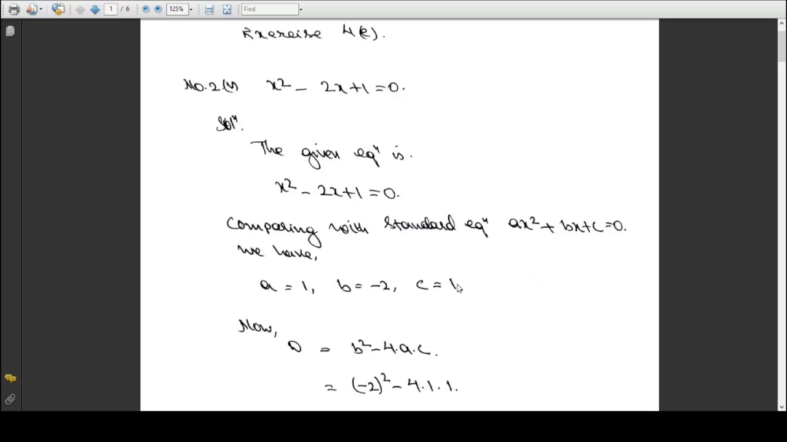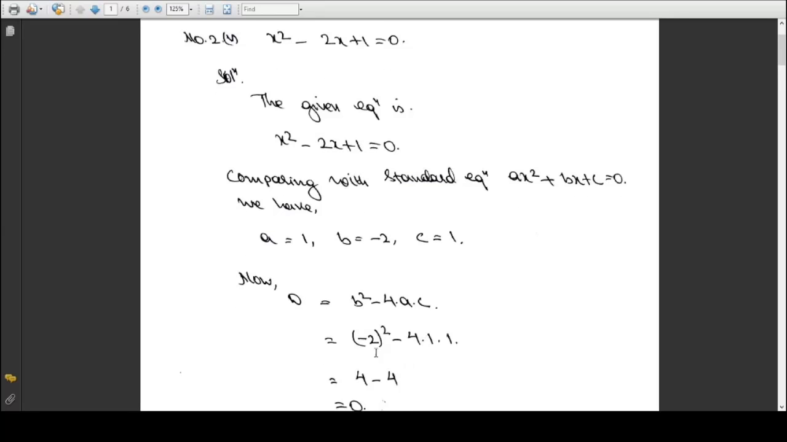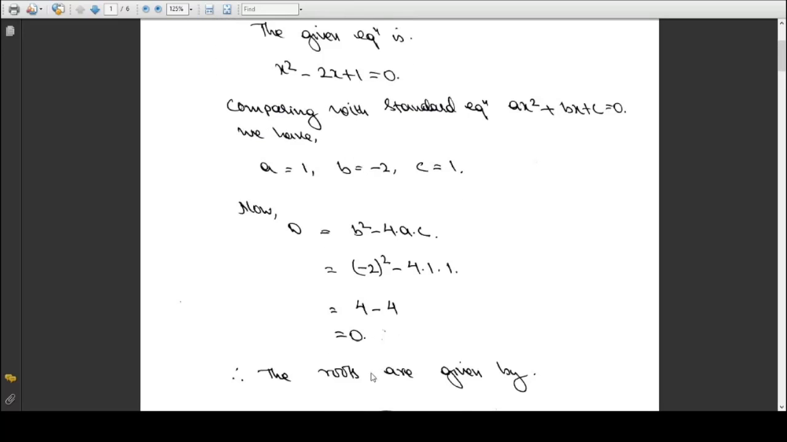What is c here? C is 1. Okay, now the discriminant. What is the discriminant? B square minus 4ac is the formula for the discriminant. B square, that is minus 2 square, minus 4, a is 1 and c is 1. What will that give? Minus 2 square is plus, 2 square is 4, then 4 multiplied by 1 is 4, 4 again multiplied by 1 is 4. 4 minus 4 is 0.